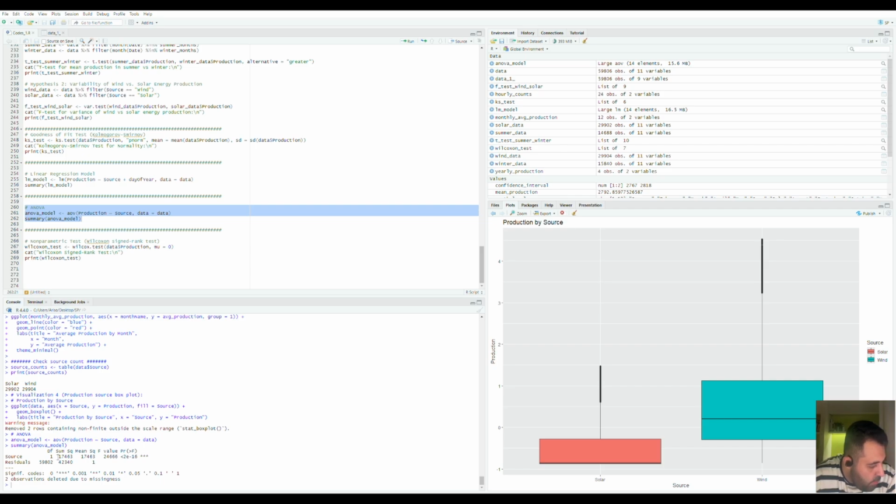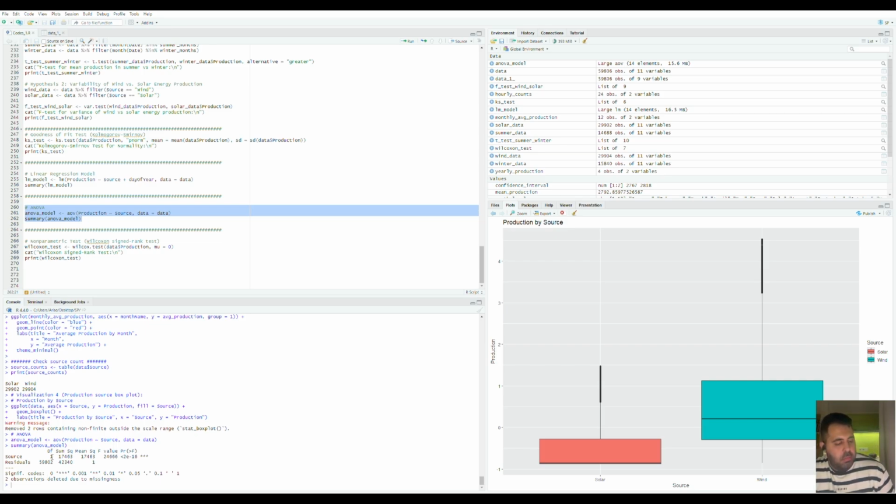DF, sum of squares, mean of squares, F value, P values, significant codes. Okay, I believe that it denotes that the P value is smaller than 0.001, which means it's a high statistical significance.